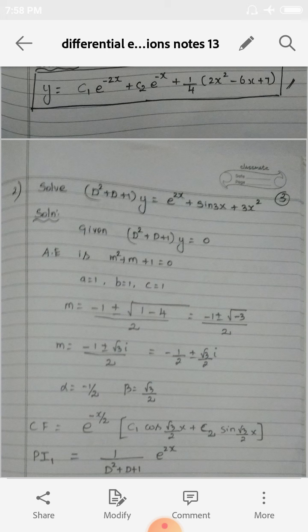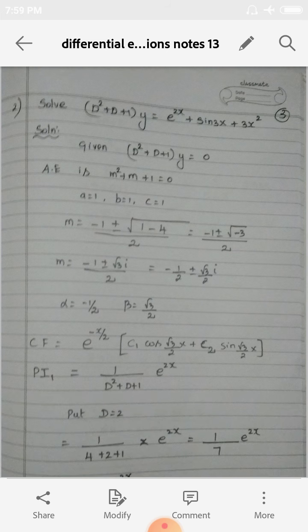(D square plus d plus 1) of y is equal to e power 2x plus sine 3x plus 3x square. See the problem. This problem contains 3 types of particular integral, that is type 1 plus type 2 plus type 3. We have to use all 3 types to solve this second problem.